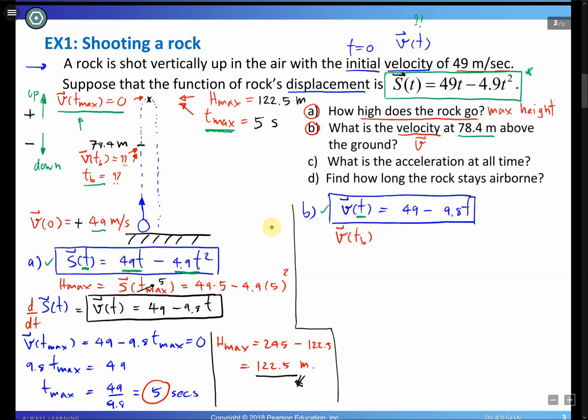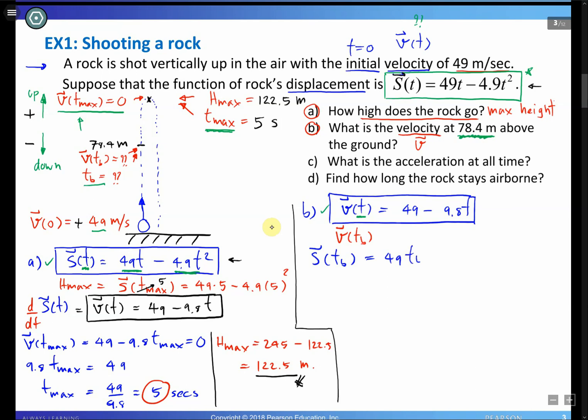To do that, let's use the clue that we have, that is 78.4 meters above the ground, and that is displacement. So let's use the displacement function, s at TB. Okay, so at this time, it's going to be 49 TB. By the way, the displacement function came from right here. You can use this, or this one is good too.